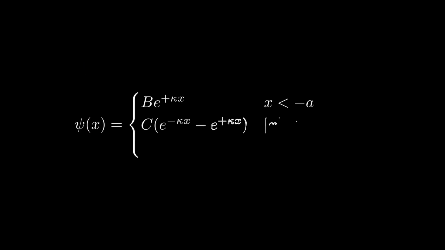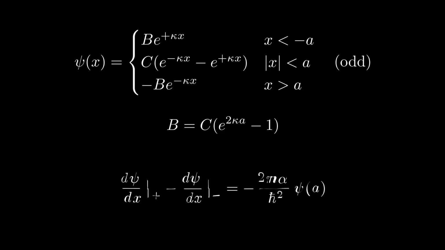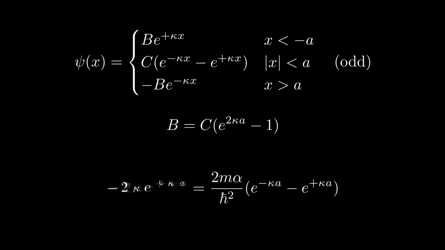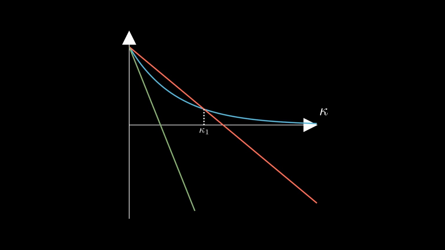For the odd case, we instead have the following structure to our solution. Repeating all the same steps as before, we instead get the following transcendental equation. Plotting this, you can see that we instead have this line with a negative slope that starts at the same place as the exponential when kappa equals 0 and then decreases. Consequently, you can see that if the slope is at least as steep as the tangent line at this point, there will be no intersection with kappa greater than 0.